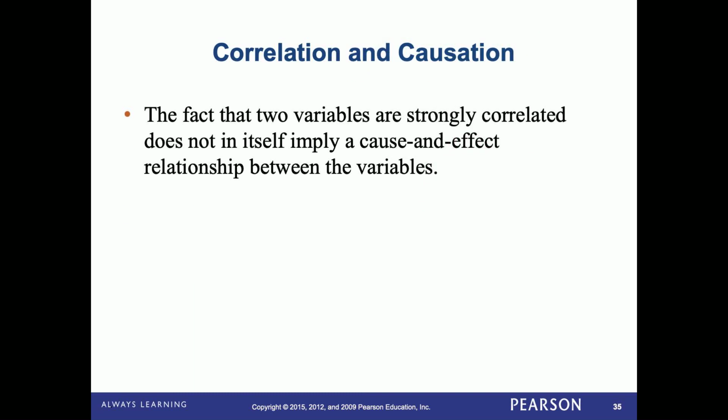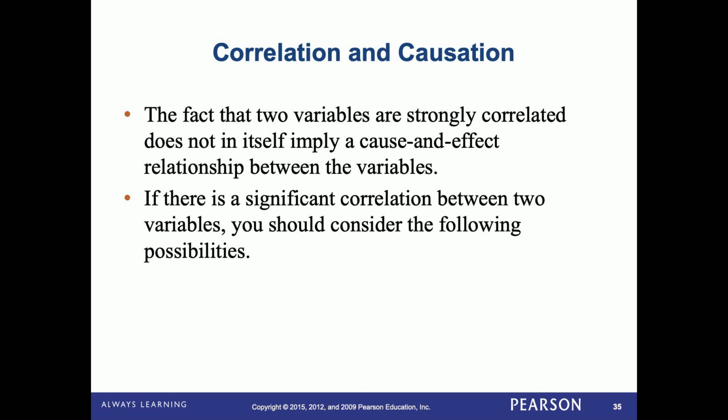Correlation and causation. The fact that two variables are strongly correlated does not, in itself, imply a cause and effect relationship between the variables. Just because two types of animals grow well in a certain area doesn't mean that the growth of one animal causes the increase of the other one. You may plot the data of one animal against another animal, and there may be very strong correlation, but there's no cause and effect. So you have to look out for this type of situation.